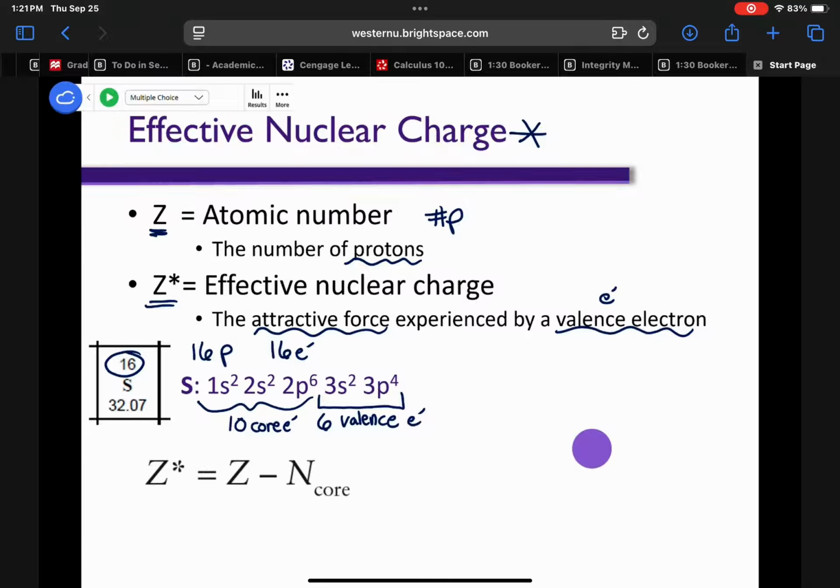Well, we're going to draw a little picture here. I'm going to put my 16 protons in my nucleus here and just pretend that I drew 16 protons in there, and you can draw along on the side of your page if you want to. So I have 16 protons, and then I have 10 core electrons. 1, 2, 3, 4, 5, 6, 7, 8, 9, 10.